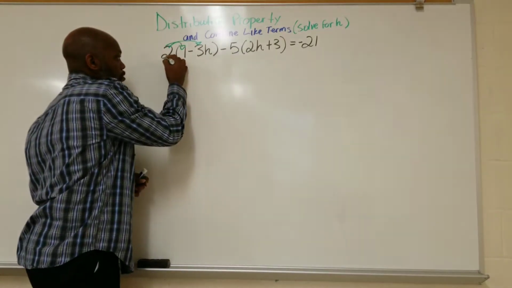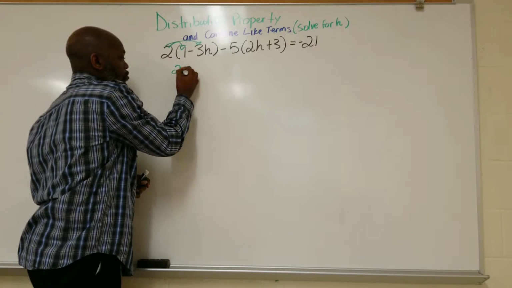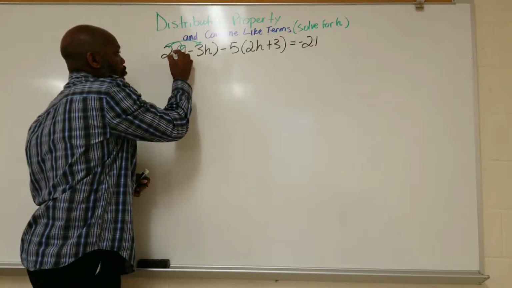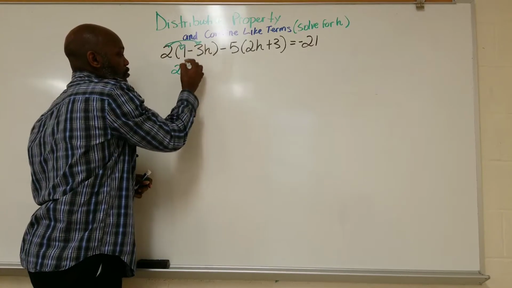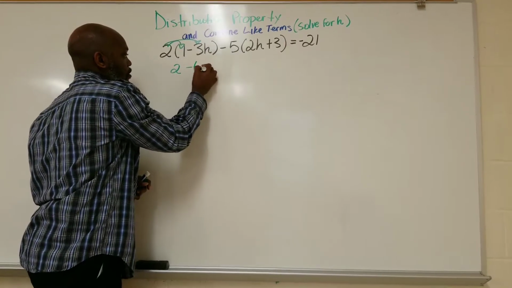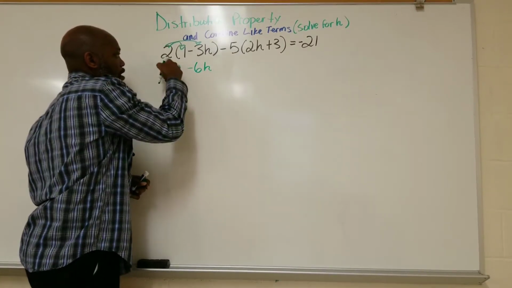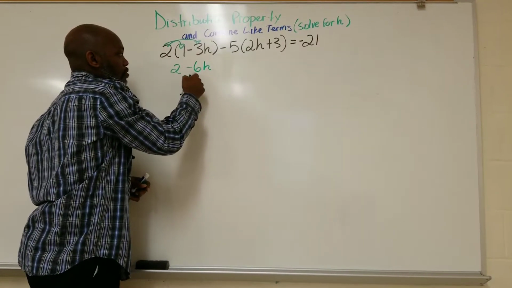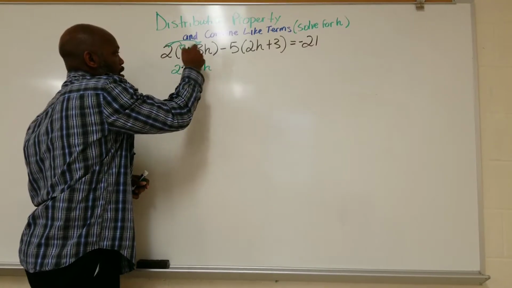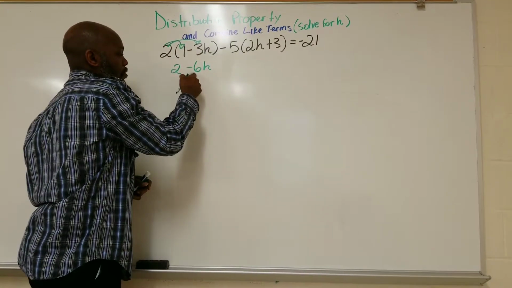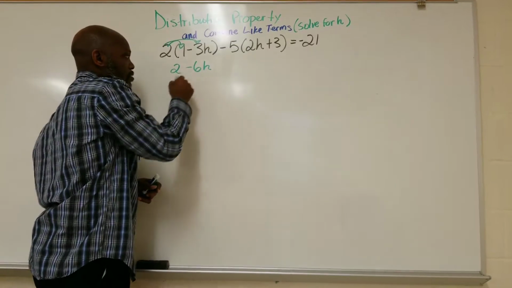So we're going to be doing 2 times 1, which is 2. We're going to do 2 times negative 3h, which is negative 6h. How did I get that? 2 times negative 3 is negative 6, and then times the h is connected. All right, so we have negative 6h there.